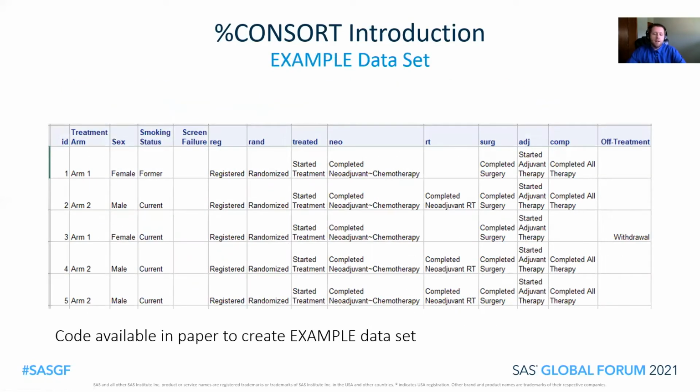The example data set that I make in the paper is a completely made up set of data. We have an ID variable for patient ID, treatment arm, a couple demographic variables, a couple off treatment variables for different time points of the trial, and then about 8 different nodes for key events of the trial. It includes registration, randomization, starting treatment, completing the neoadjuvant chemo, RT, which only exists in 1 arm, surgery, adjuvant chemo, and then completing all therapy. We can see patient 3 here has a missing in comp, which means they did not complete all therapy according to the macro, and then they have a withdrawal reason as the reason why.